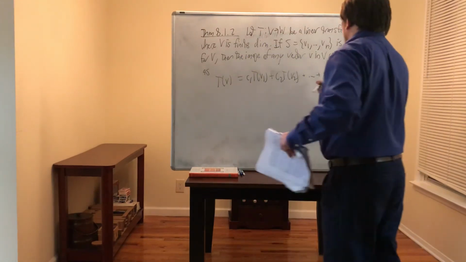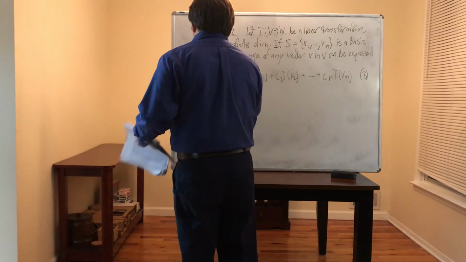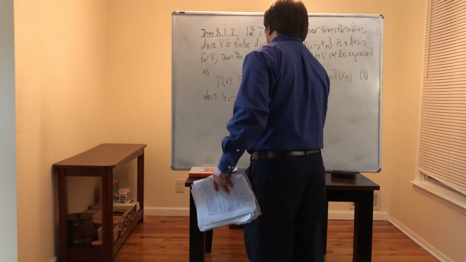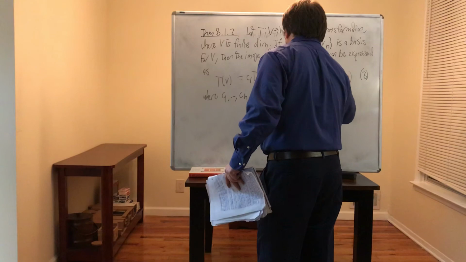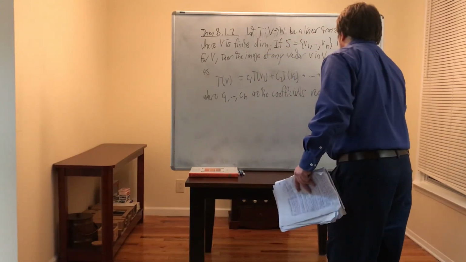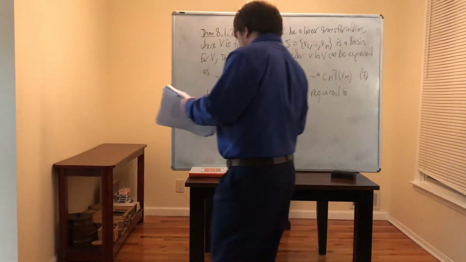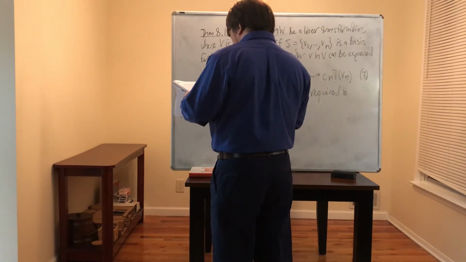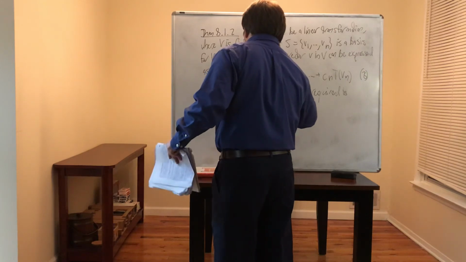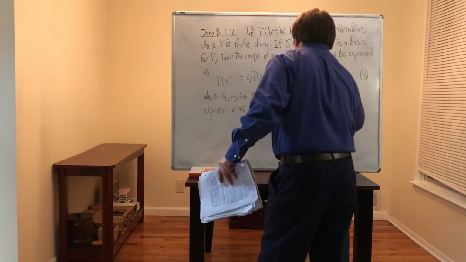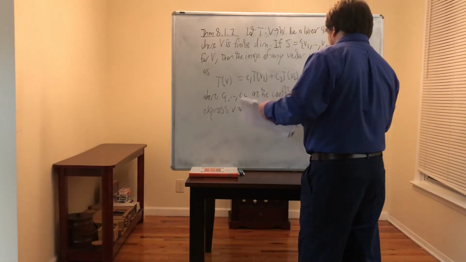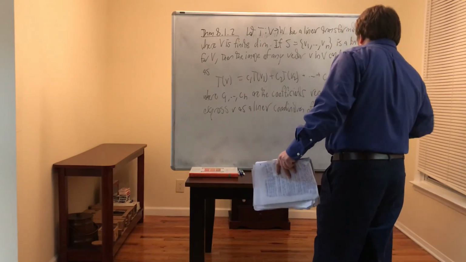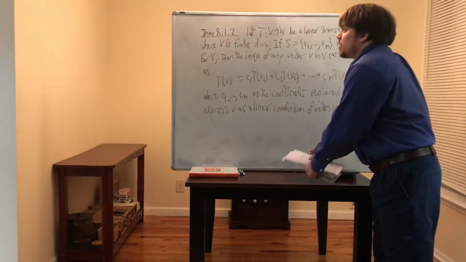This is statement 3. It's not part of the expression, I'm just labeling that equation as 3, where c1 to c sub n are the coefficients required to express little v as a linear combination of the vectors in basis S. Okay, so this is theorem 8.1.2.